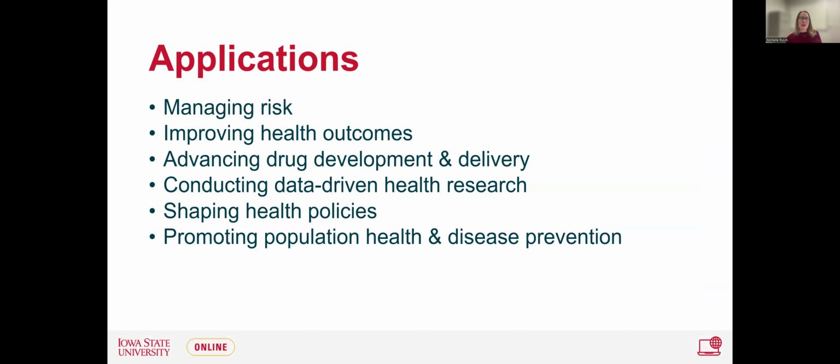A degree in digital health opens up opportunities in a variety of fields, from managing risk and improving health outcomes to advancing drug development and delivery. You could also have the chance to lead data-driven health research, shape impactful health policies, and promote population health and disease prevention. There are a wide variety of applications for which you can use this degree and for which you will be prepared.